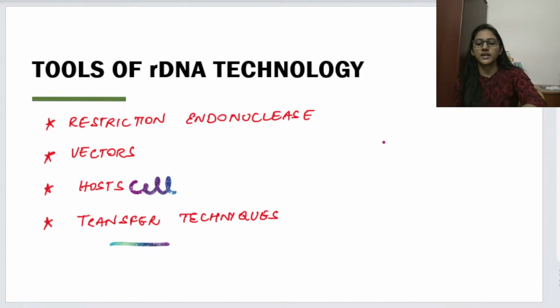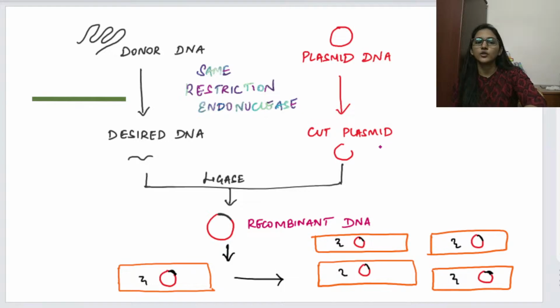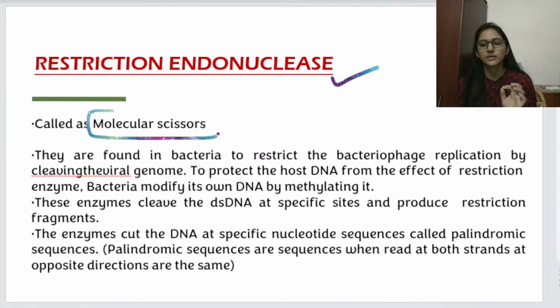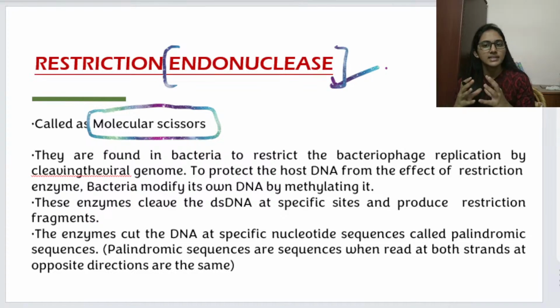The first and foremost requirement will be your restriction endonuclease. So I will tell you about restriction endonuclease, after which we will again come to the overview. The restriction endonuclease is called the molecular scissors. Why is it called a scissor? Scissor means it is going to cut something, right? So this is the endonuclease. What is an endonuclease? Endonuclease is an enzyme that will cut your DNA in between.